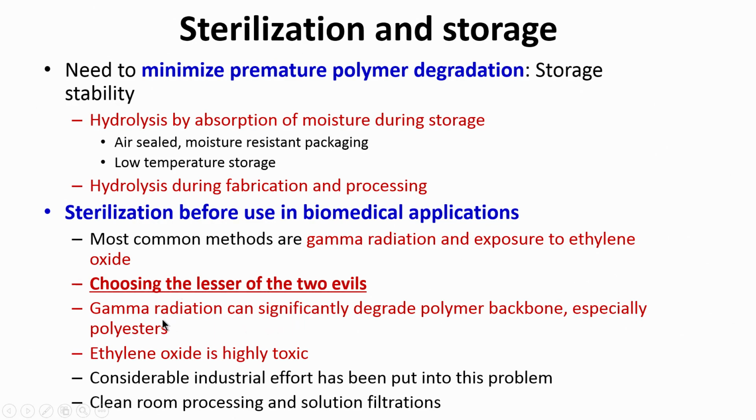Something like gamma radiation can significantly degrade the polymer backbone, especially the polyesters. The same thing with ethylene oxide, it's an oxidizing agent, it's also highly toxic. So if a residual amount is left, it can cause toxicity in the body. So this is essentially a big problem for the field, and lots and lots of effort has gone into solving this problem. One of the other solutions is you basically make it such that it's sterile. So clean rooms have come up.